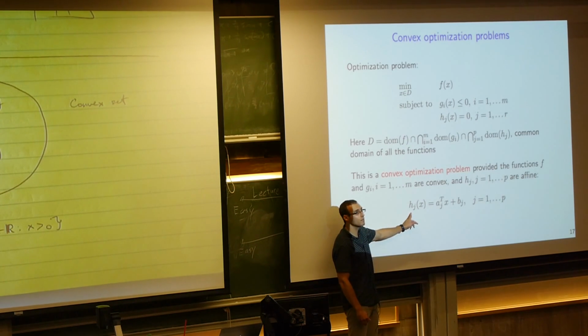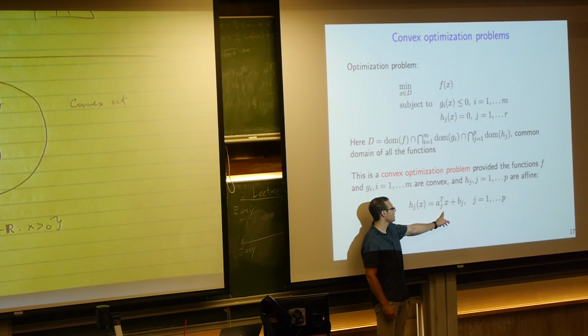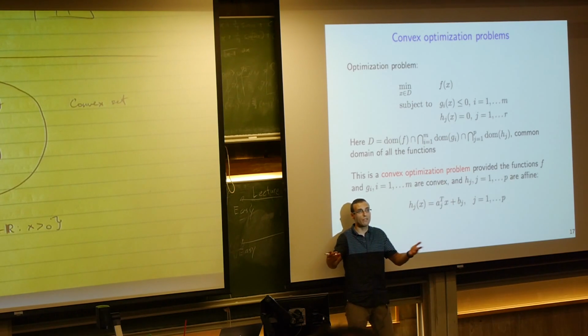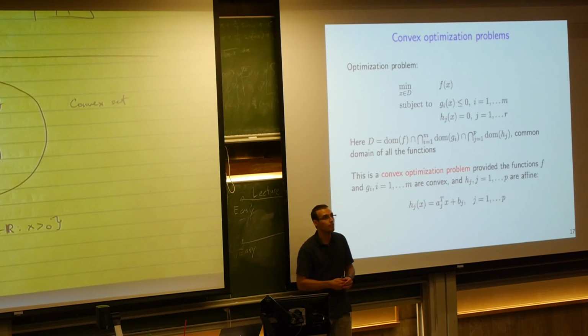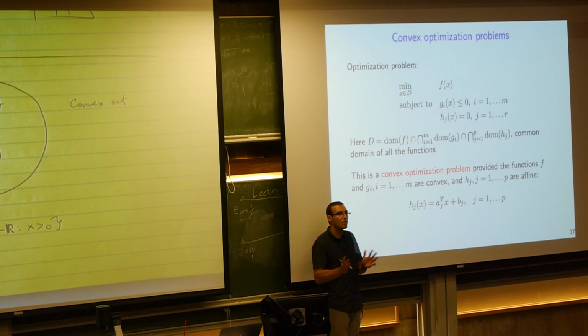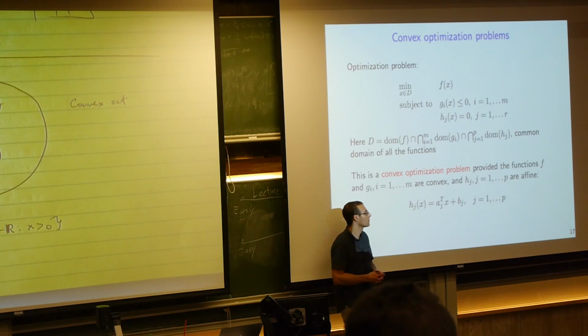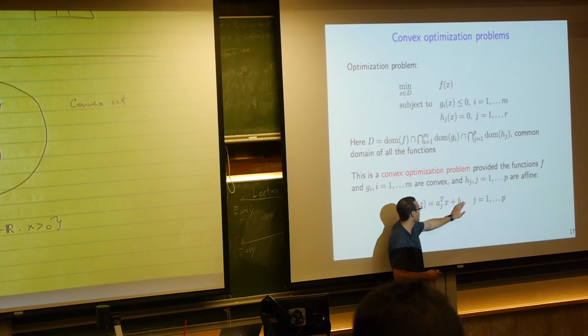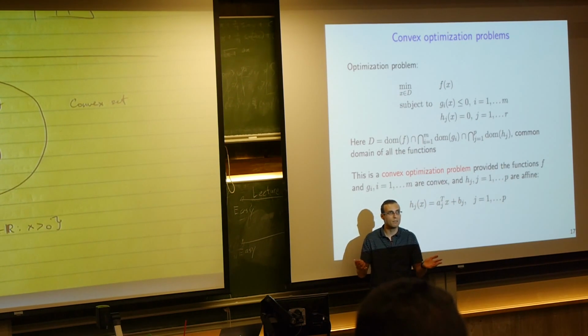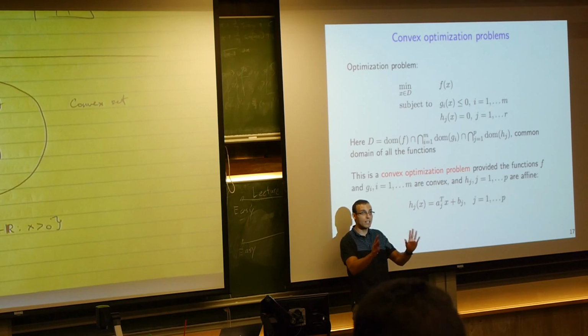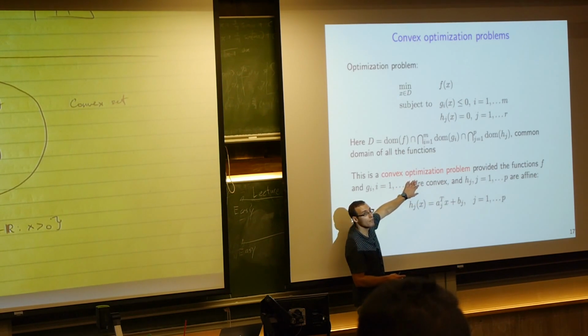Each hj of x must just be equal to aj transpose x plus bj, for a vector aj and for a scalar bj. So we call that an affine function. The distinction between affine and linear is, I sometimes will say both. But affine usually is meant to mean that there's some offset. That's a linear function. That's an affine function. But I may mix it up a bit. But those are the restrictions we place on a problem in order for it to be convex.